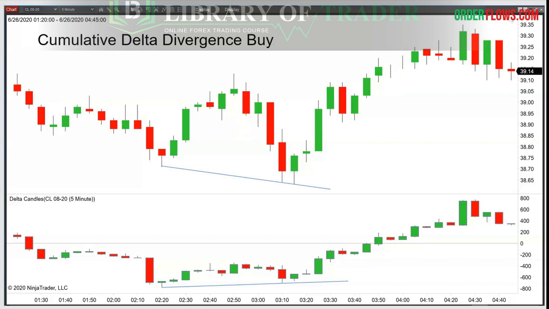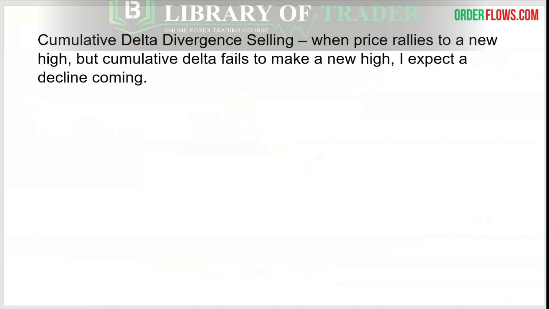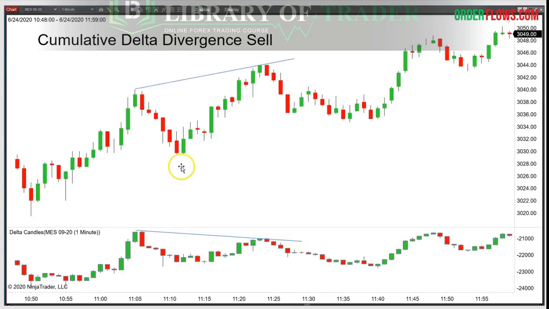Now, the opposite is cumulative delta selling. That is when price rallies to a new high, but cumulative delta fails to make a new high. Expect to see a decline coming. So cumulative delta doesn't match the high of price. Price makes the new high. What happens? The market sells off. Eventually we come back up here and make a new high both in price and delta. But you had this nice sell here from the 42 area down into the mid 30s, right before it turns around and makes that new high.